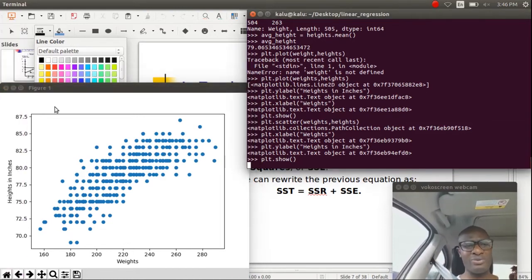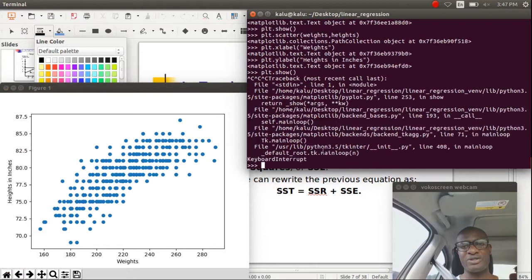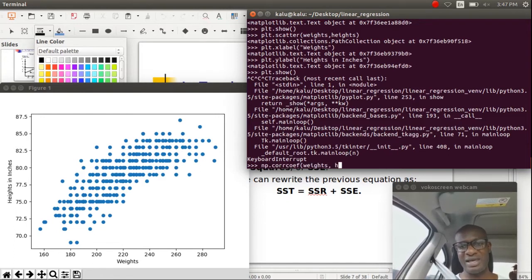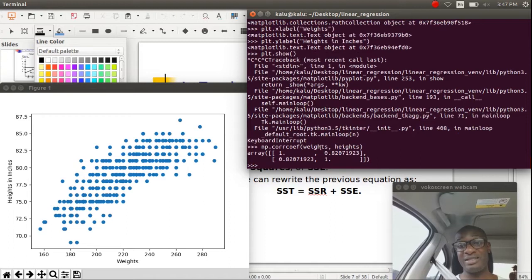First, actually, I'm going to close this by doing Control C, see if that works. And I first want to figure out if there's a correlation here. So why don't we use NumPy for the first time? Correlation coefficient, and let's give it the weights and then the heights. And here we can see that there is indeed a relationship. This is a strong correlation, 0.82. So there is a relationship between our weights and our heights. That means that linear regression is good for this problem because there is some relationship.